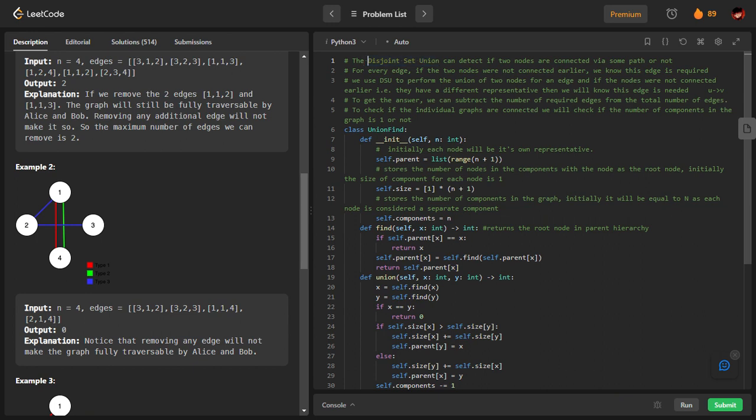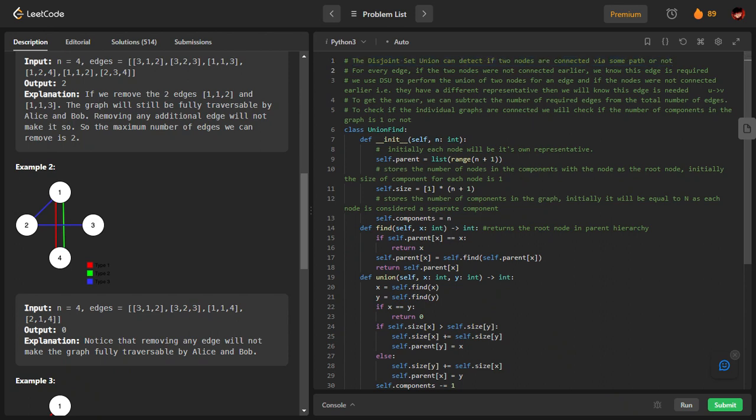So what is it? The disjoint set union can detect if two nodes are connected with some path or not. Union means what? If 2 and 4 are in a union, that means they are connected. If I come to know that two nodes are in the same union, that means they are connected. That is the basic idea.